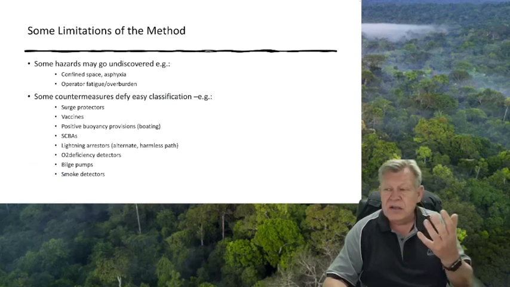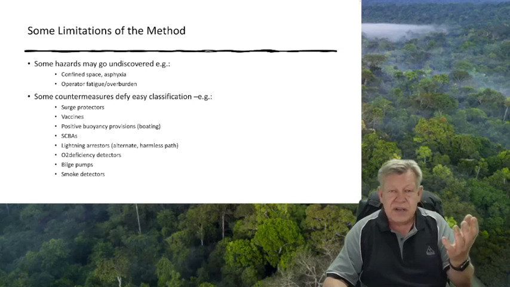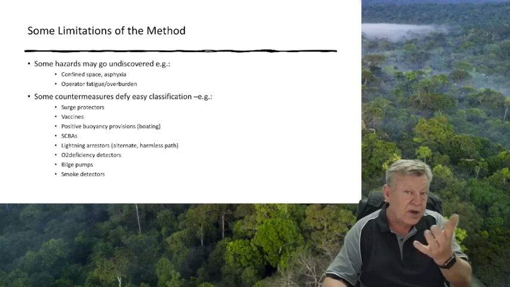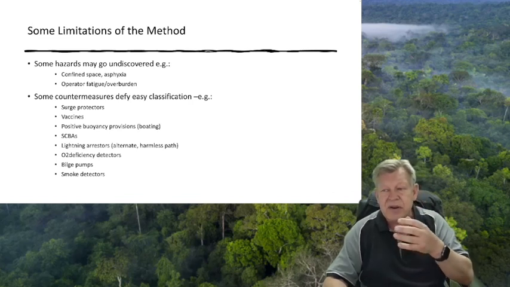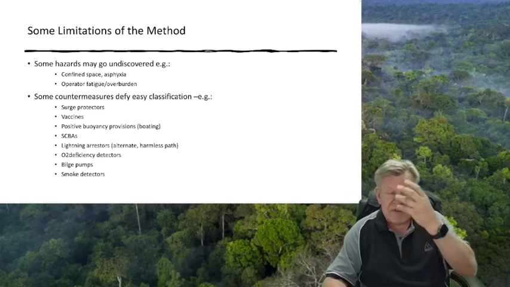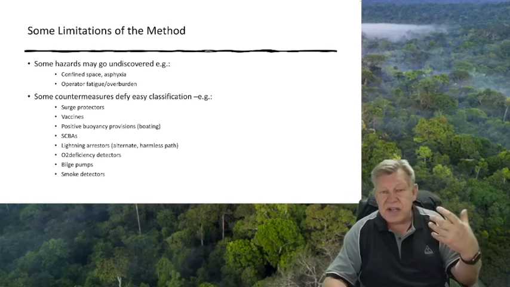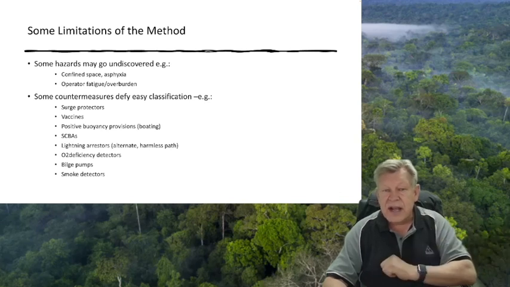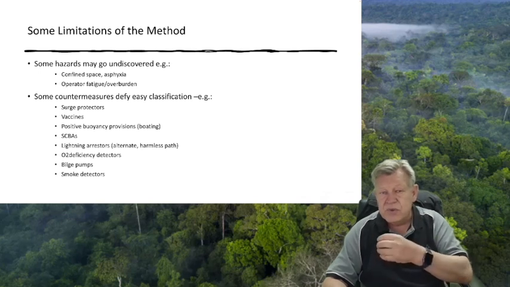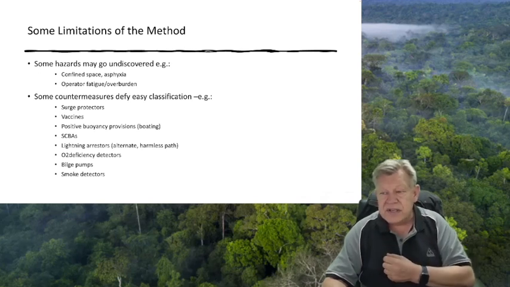Sometimes there are hazards that we just don't see. We don't realize they're there. Things like confined spaces, which are hidden, operator fatigue, operator behavior, invisible gases, products that result from things like decomposition, methane, CO2, hydrogen sulfide, and those things.